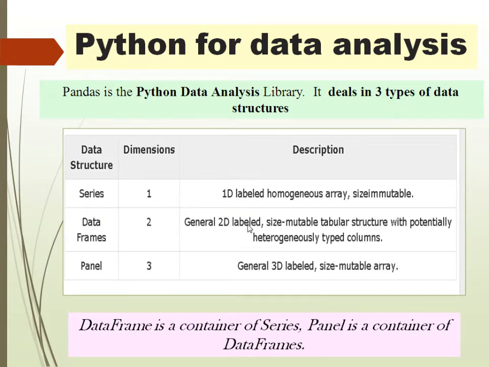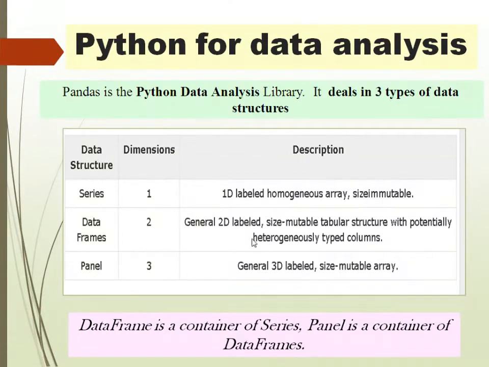For that you must know, for data analysis we have three different types of data structures in pandas. First is series, it is one dimensional data. Second is data frames, these are two dimensional data, meaning rows and columns. Third one is panel, it is three dimensional data.